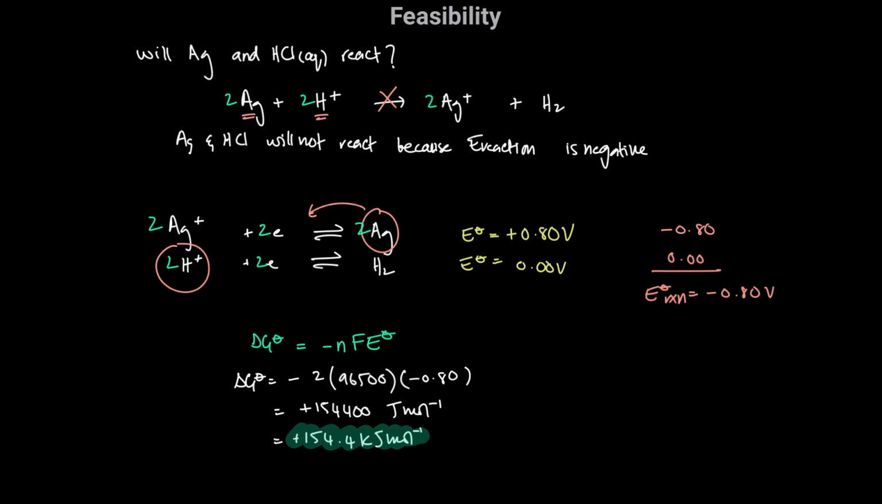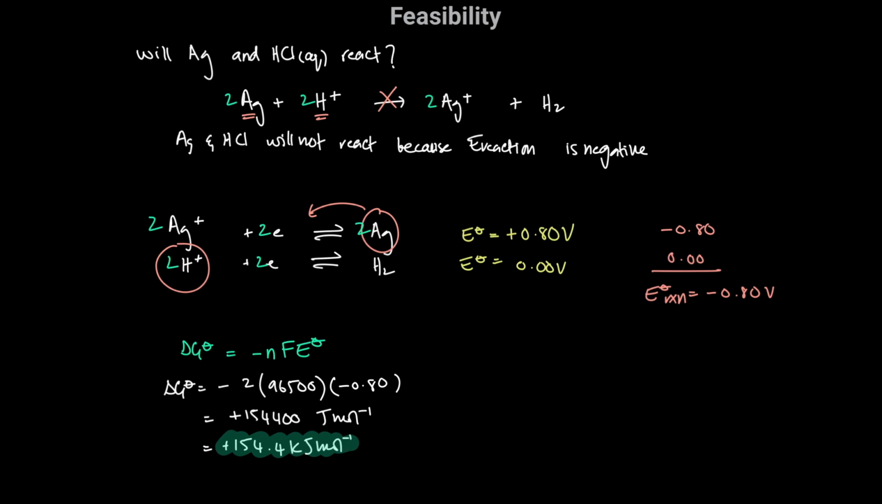So then what we can say over here is the following. We can say that because the E naught is less than 0, the standard potential for this reaction is less than 0, which means that the standard Gibbs free energy change is greater than 0, and therefore we can say that the reaction is not feasible.